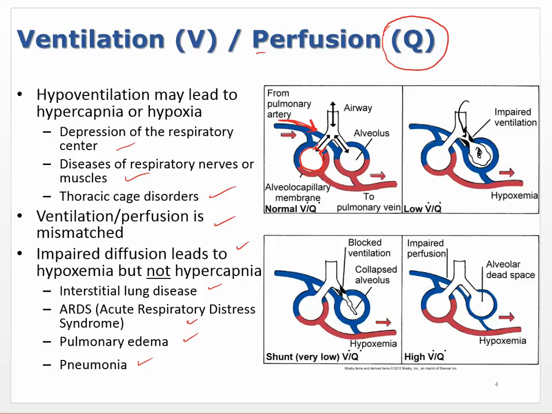And then a shunt, so this is a complete blockage. So here we have impaired ventilation, here we have a complete blockage, and you're not going to have any perfusion taking place of that oxygen. Okay, but it's because of ventilation.